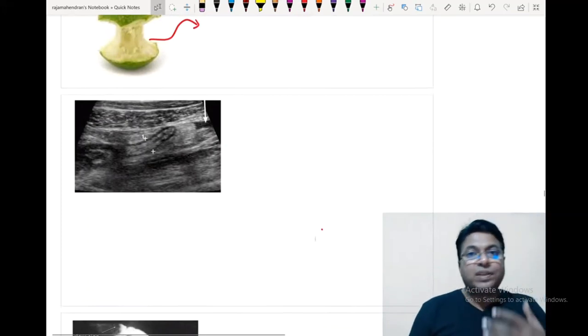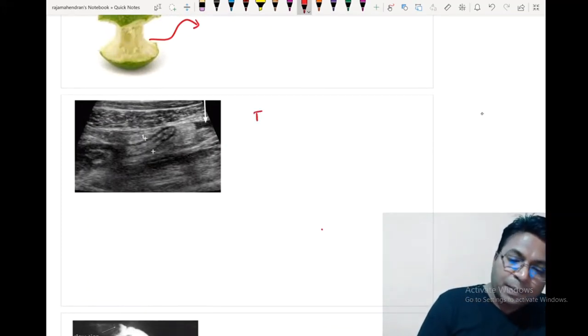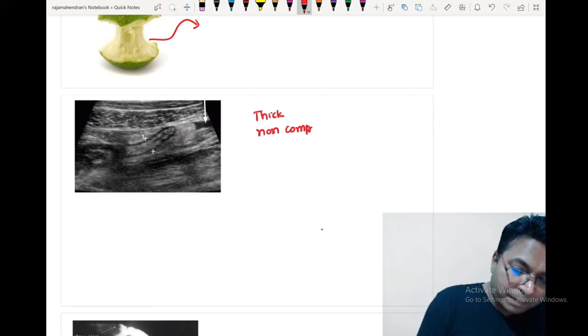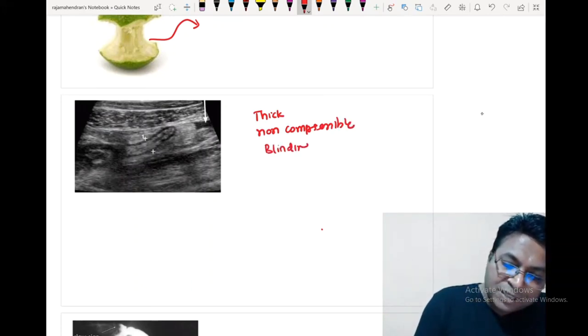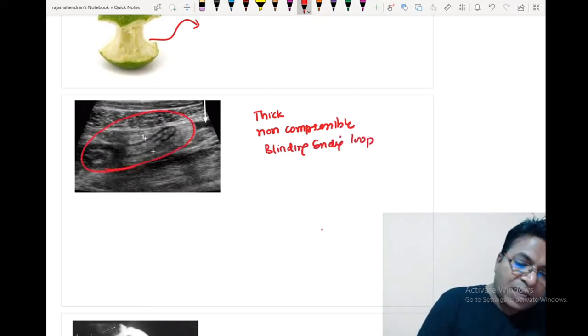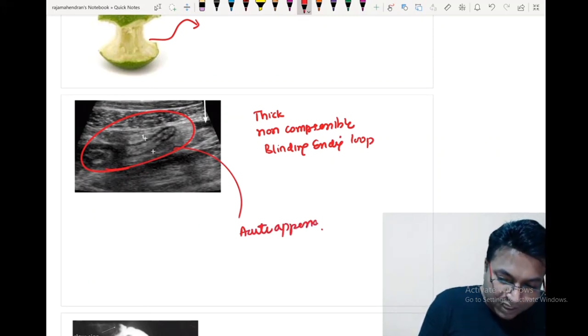A patient coming to you with the pain, vomiting, fever, and you are doing an ultrasound. Ultrasound shows thick, non-compressible, blind ending loop you are seeing in the image. Blind ending loop. What is it? It is a case of acute appendicitis. Please don't forget acute appendicitis. You should not forget for your exams.